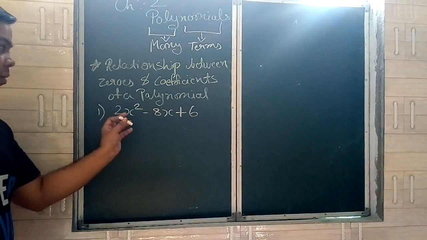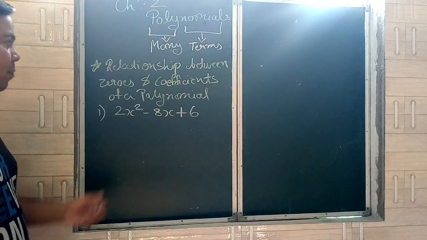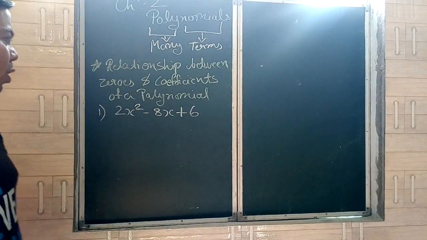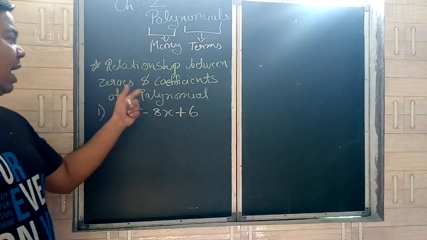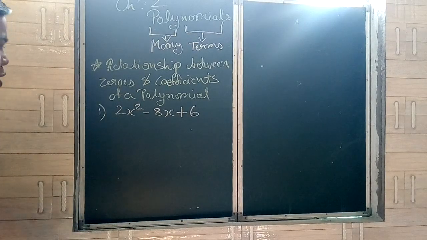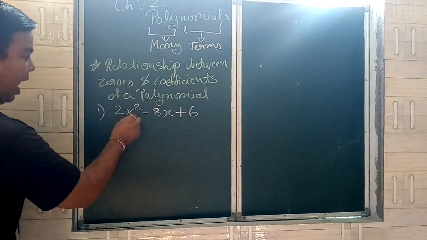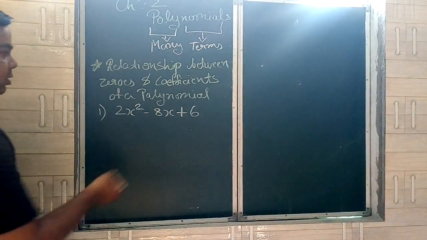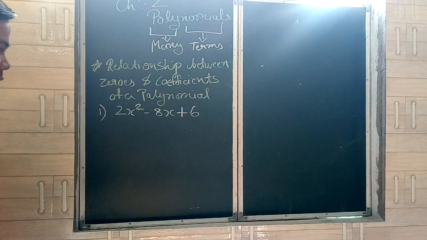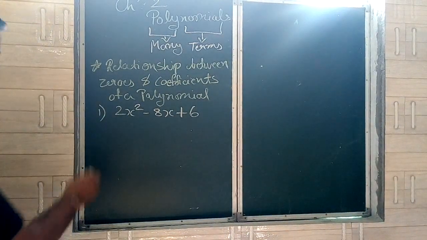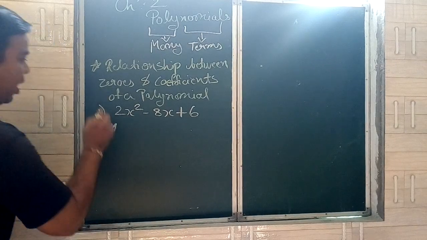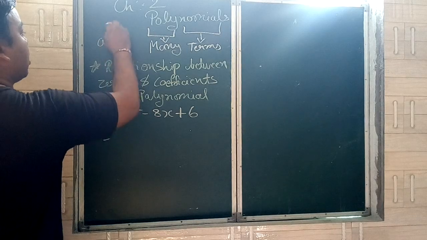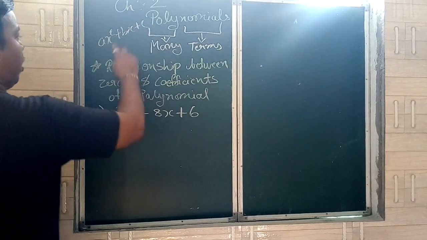So we continue. Now we move to the next topic, relationship between zeros and coefficients of a polynomial. Coefficient means, you know, the coefficient of x square is 2, then x is minus 8 and the constant term is 6. First of all, you write down according to the standard formula: ax square plus bx plus c.